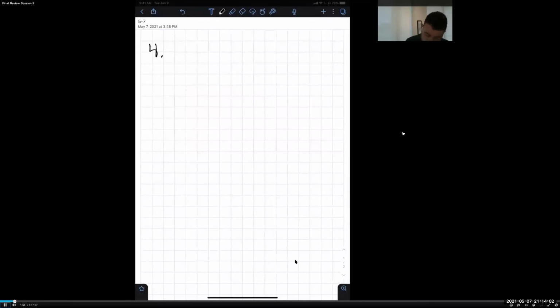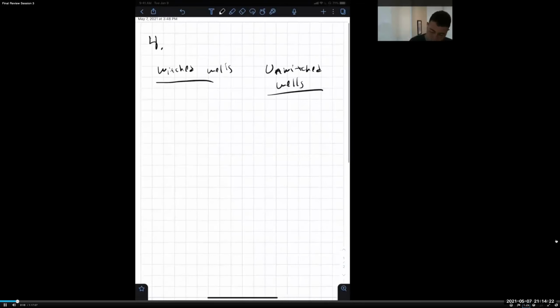Okay. So we have essentially witched wells and unwitched wells. Now they tell us that there are 29 witched wells, so I'm going to write n is 29 for the witched wells, and then the unwitched wells I'm going to call m, the sample size there, which is 32.